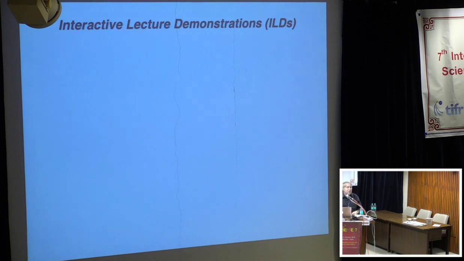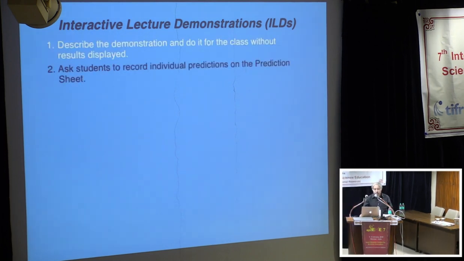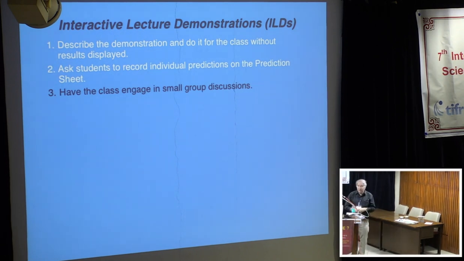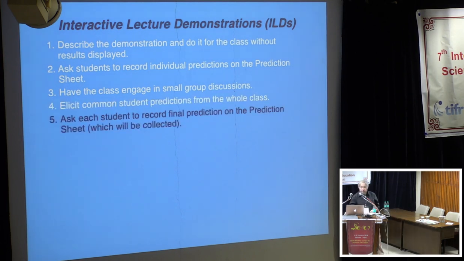But now I'm going to summarize for you the steps of this strategy, interactive lecture demonstrations. There are 8 steps. Describe the demonstration and do it for the class without the results displayed. Ask students to record their individual predictions on a prediction sheet. Have the class engage in small group discussions. Elicit predictions from volunteers in the class. Students can then change the prediction on their sheet if they want to. We don't encourage them or discourage them from doing that. But that prediction sheet will be collected.